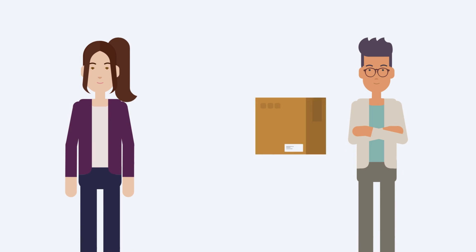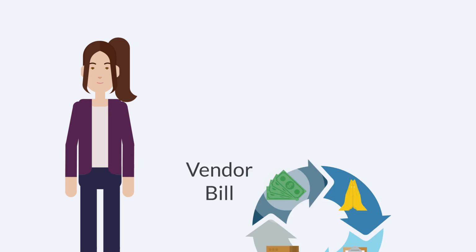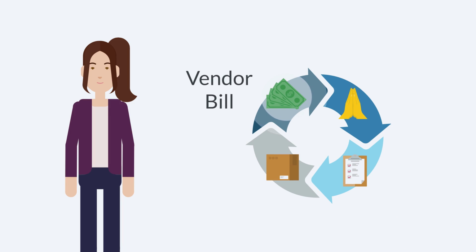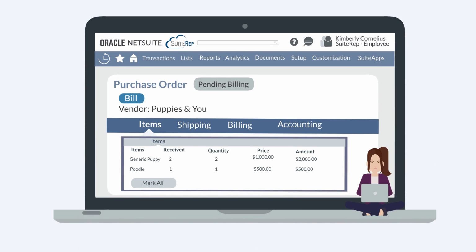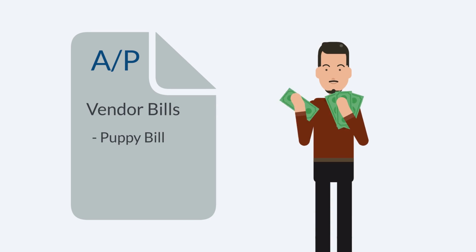Once you have received either all or part of an order, and once your vendor has sent you their bill, you are ready to create a vendor bill record in NetSuite. To do this, go to the original purchase order, which will have the status pending billing, and select the bill button. NetSuite will then generate a vendor bill record. When the vendor bill is initially created, it has the status of open. An open vendor bill will appear in your accounts payable, informing your AP clerks that the bill needs to be paid.